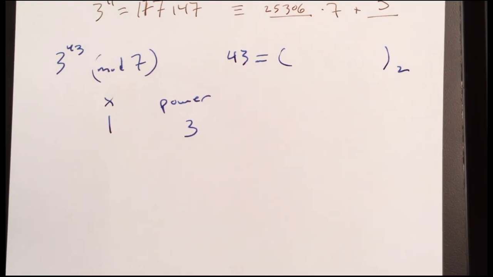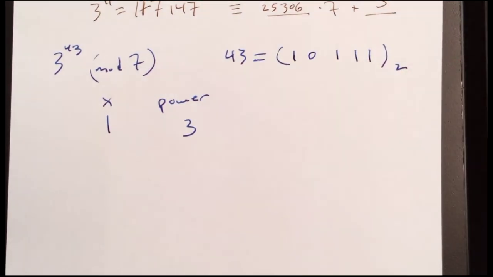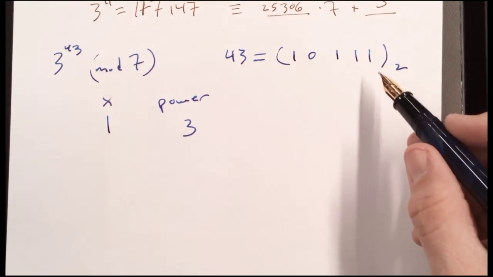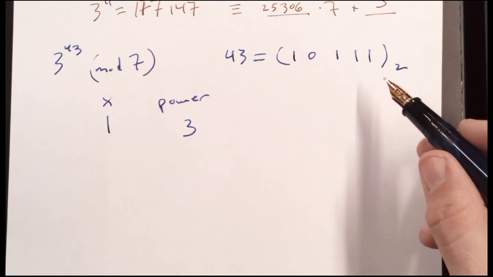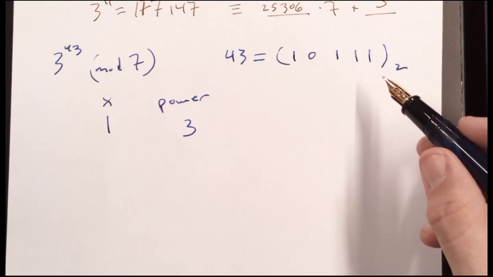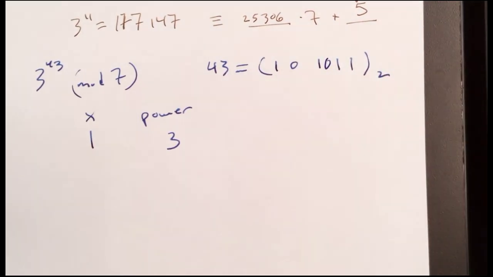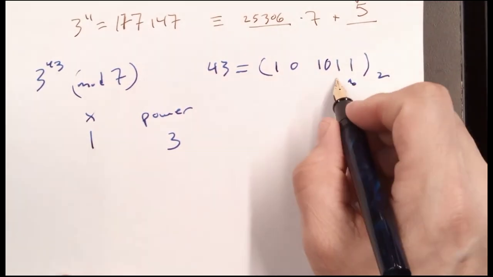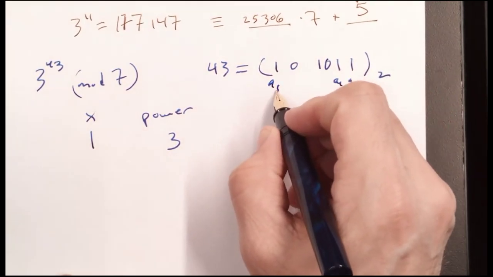I need the binary representation of 43. It's 43 in binary. A 32, no 16s, an 8, a 4. Wait a minute. If it's 32, then I should have 6 bits here. 101011. Aha. A 32, an 8, a 2, and a 1. Now this is A0, A1, all the way up to A5.